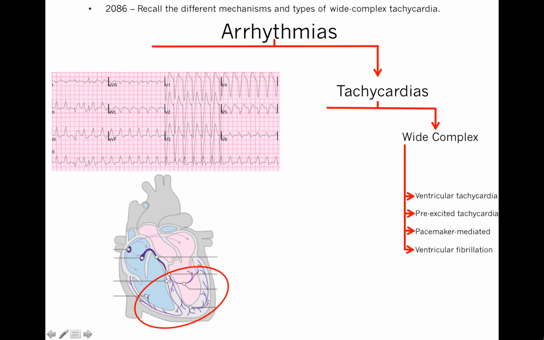And like we said before, the reason these wide complex tachycardias have a wide QRS is because they're either originating from the ventricle or going down a diseased conduction system. In the case that they're originating from the ventricle, there are 4 different types: ventricular tachycardia, pre-excited tachycardia, pacemaker-mediated tachycardia, or ventricular fibrillation. Let's talk about ventricular fibrillation first.